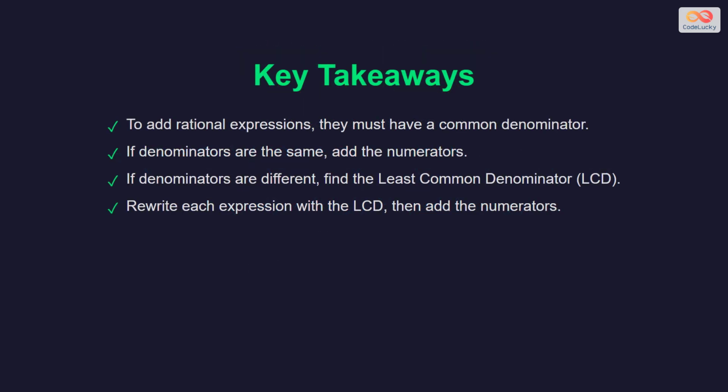To summarize, always check for a common denominator. If the denominators are the same, just add the numerators. If they're different, find the LCD, rewrite the fractions, and then add the numerators. With these steps, you can add any rational expressions.